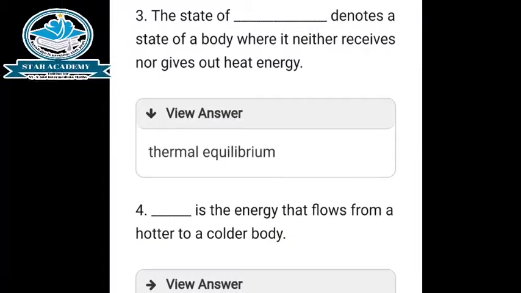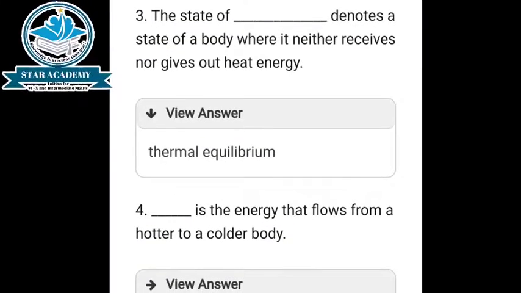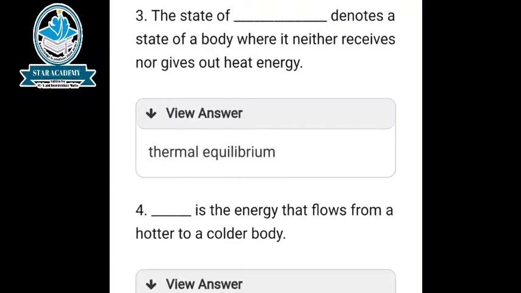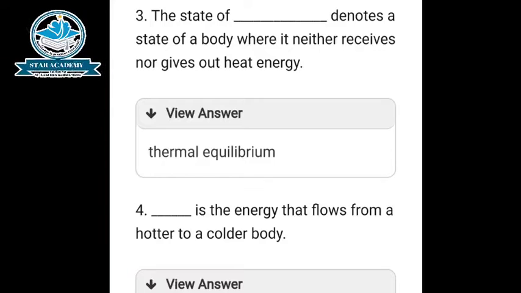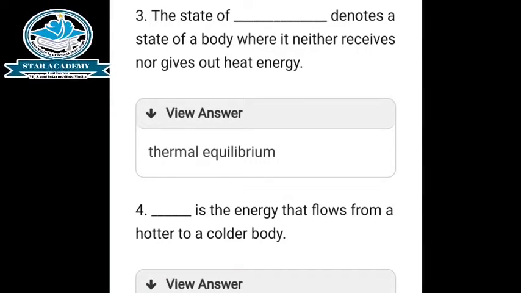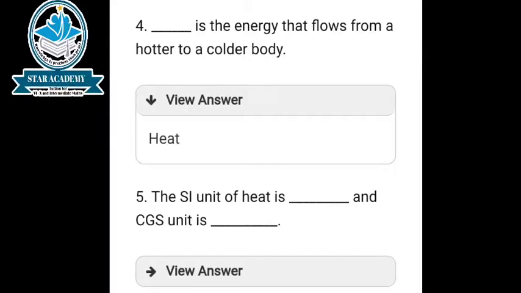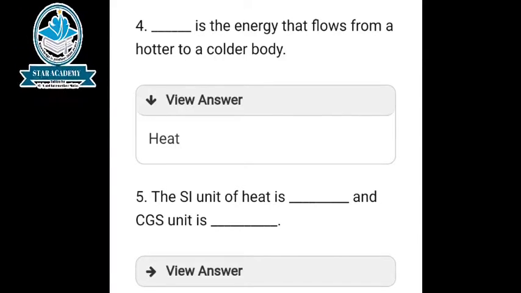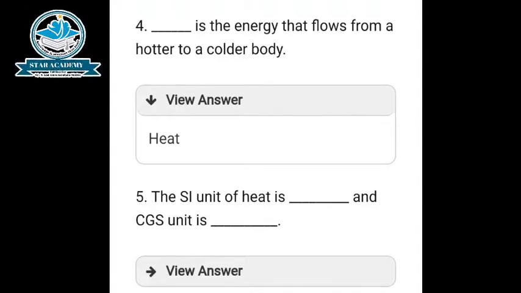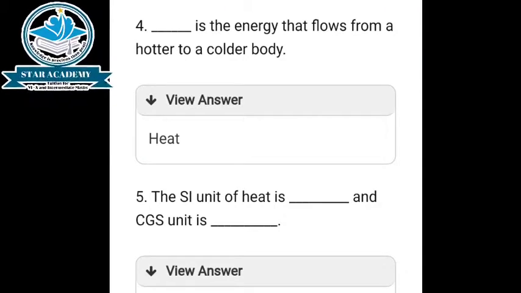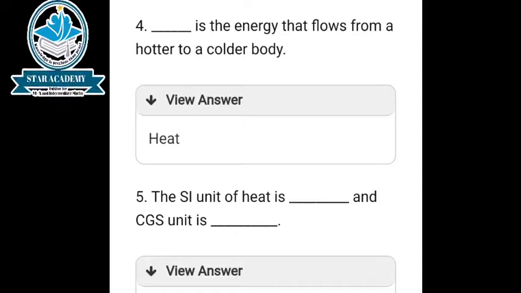Fourth bit, dash is the energy that flows from a hotter body to a colder body. That is heat. It is the energy that flows from a hotter body to a colder body. The SI unit of heat is dash and the CGS unit is dash. So the SI unit of heat is joule and the CGS unit is calorie.